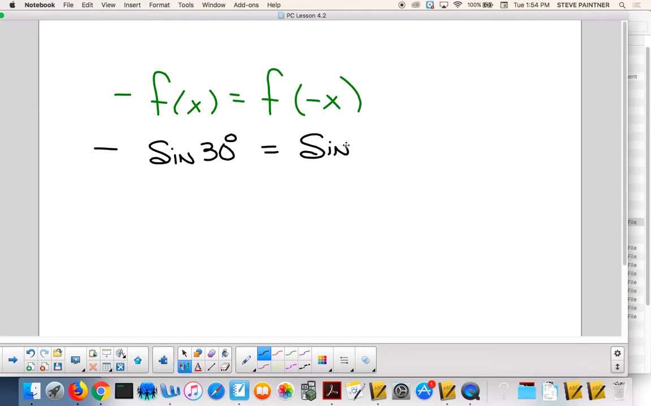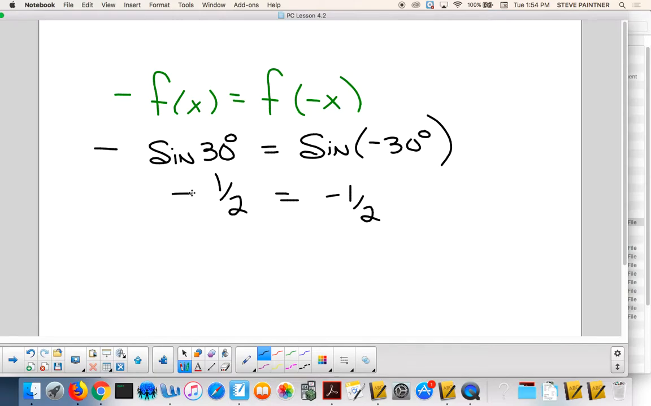Sine of negative 30. Okay, ready? What is sine of negative 30? We already did it on the previous slide. Negative 1/2. Good. What is sine of 30? Half. Doesn't look good until I do this. That goes out in front now.